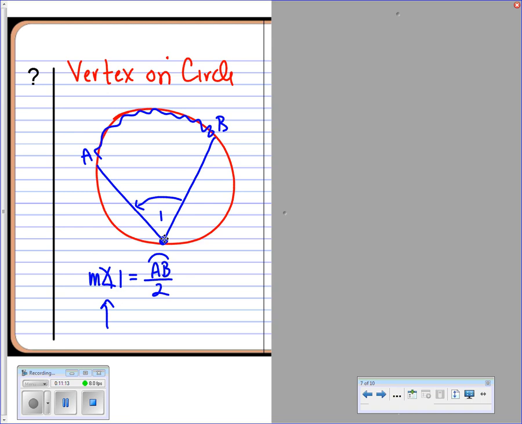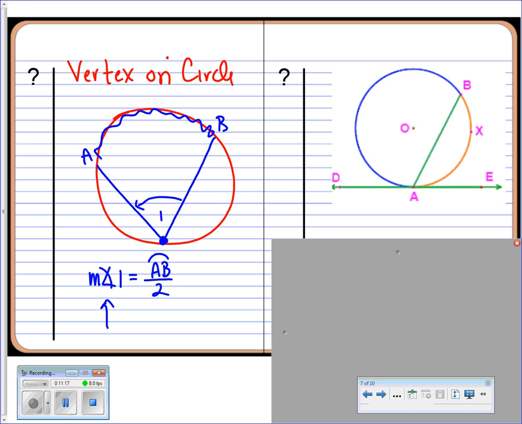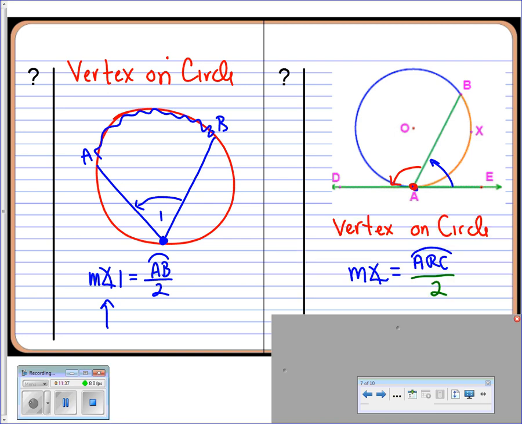So let me show you a variation of this. Now, to the untrained eye, this looks like a completely different problem, but it's not. It's the same one. We have angles that are formed, and their vertices are on the circle. What's really cool is the relationship is exactly the same. We identify it as a vertex on the circle, and the measure of the angle is equal to half the arc.